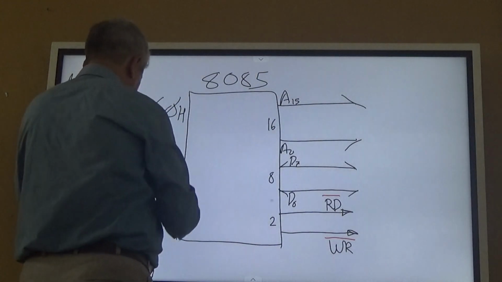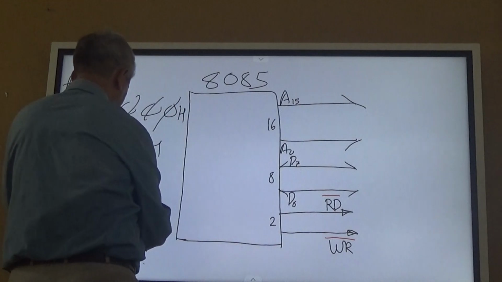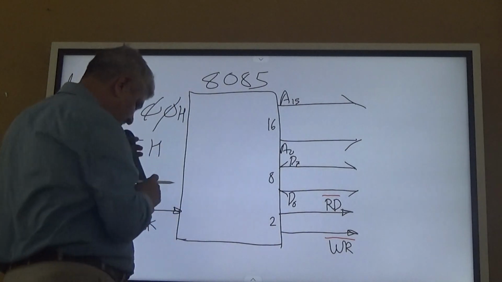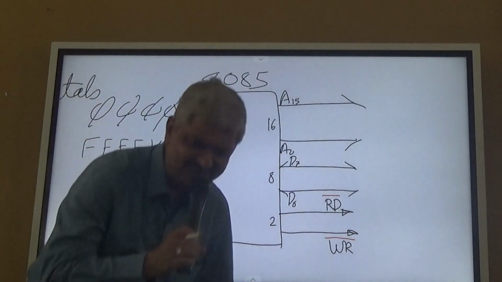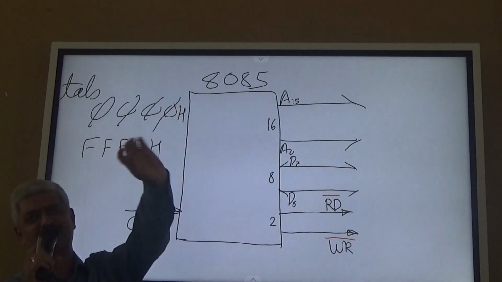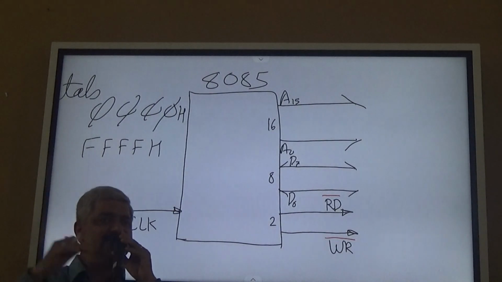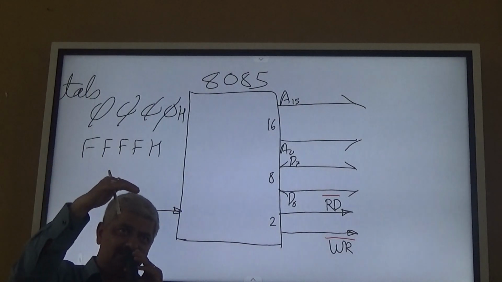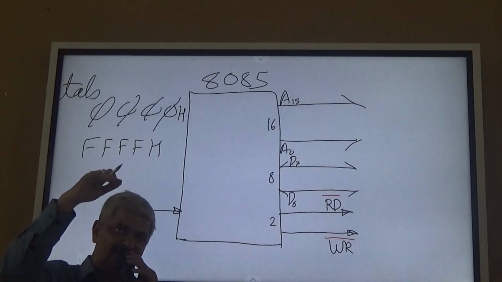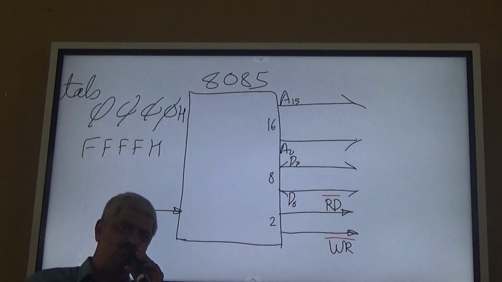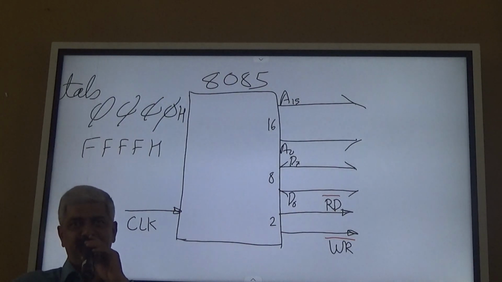One is a clock. I think now you are so advanced that such an example need not be given. Clock is an input pin to the microprocessor. 8085 used to operate on a 3 megahertz clock, although nowadays we are in the world of gigahertz.